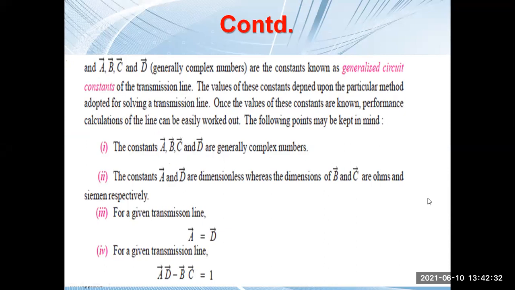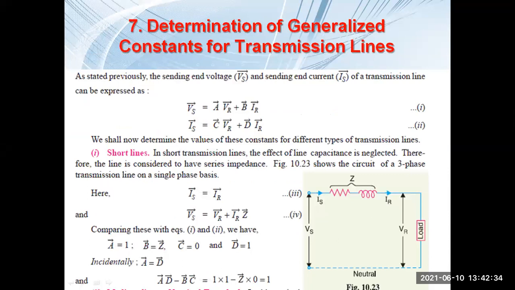Now we'll calculate. Next is the determination of generalized constants for a transmission line. We know the basic equations for the ABCD parameter: VS equal to AVR plus BIR, and IS equal to CVR plus DIR. Now we will calculate these ABCD parameters for different kinds of transmission line. First we'll take up a short transmission line. How do we calculate the ABCD parameter?